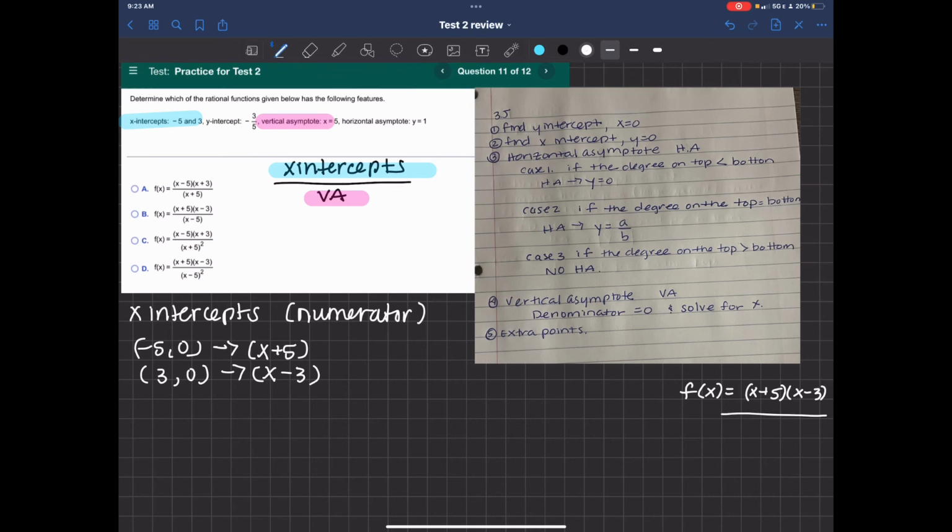Okay, and then I'm building parts of my denominator with my vertical asymptote. And it says that my vertical asymptote is going to be x equals 5. So that means that my denominator has x minus 5.